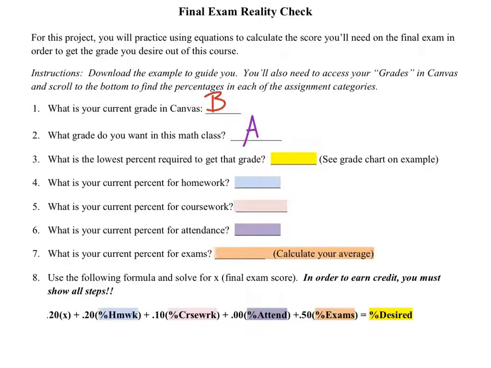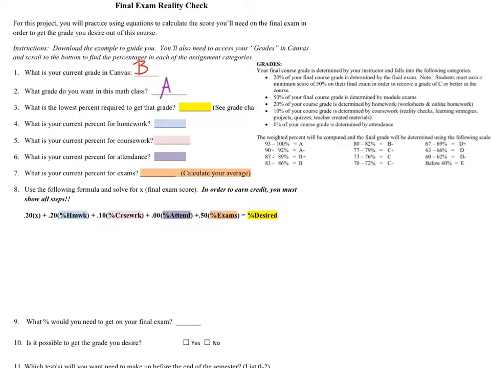Alright, so what is the lowest percent required to get that grade? Now over here on the right, we answer the next question there. What is the lowest percent required to get that grade? So if you want an A, the lowest percent required is this 93%. So next up, what is your current percent for homework? So we're just going to make up some values that would seem like a B level type student percent for this. So I don't know, maybe like whatever, 81%.